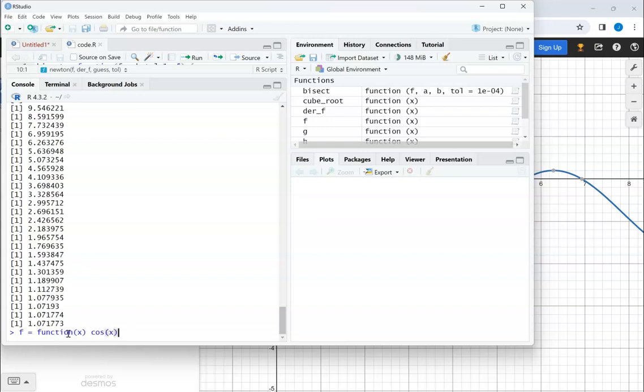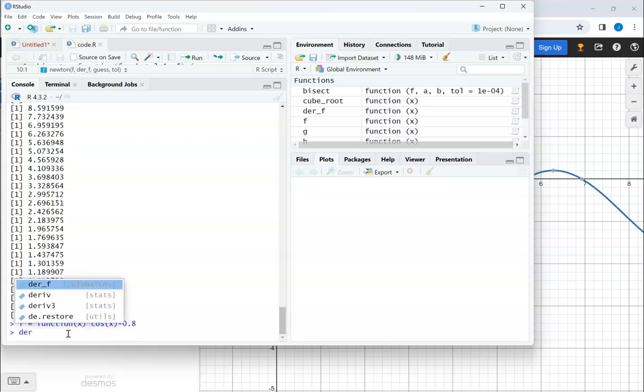So let me change my function: f of x is cosine of x minus 0.8. The derivative of that, of course, is negative sine of x, right? So maybe I took my derivative correctly. There's a reason why I'm not dealing with difficult functions.